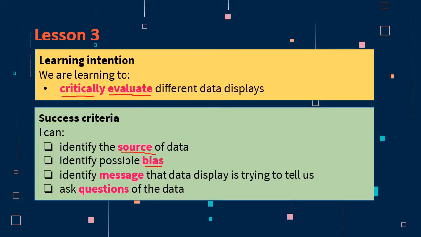We're also going to look at identifying messages that data displays are trying to tell us. So what's the overall message in the data that whoever created the data display is trying to tell us, and can we rely on that? And the most important thing, this is all about critical thinking, it's just about asking questions, thinking about all that background stuff. Who made this? Why did they make this? Why are some things missing? Why are some things shown the way they're shown?